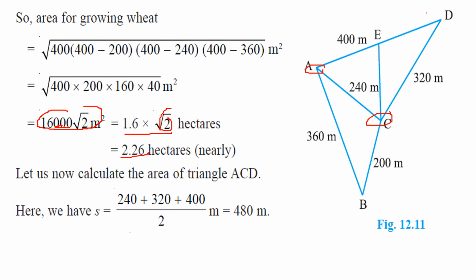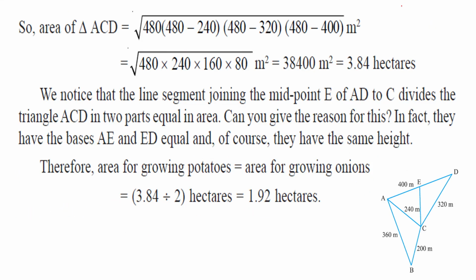Now let us calculate the area of ACD. A, C and D. So S is what? From here to here it is 400, and this is 320, and this is 240. So A plus B plus C by 2, again 480. Let us again use the formula S into S minus A, S minus B, S minus C under root. This will be 38400, and put a point here so that it can be divided by 1000 and changed from meter square to hectare.